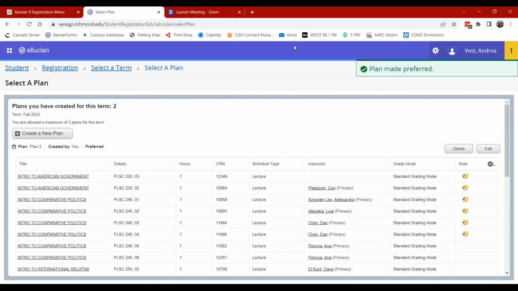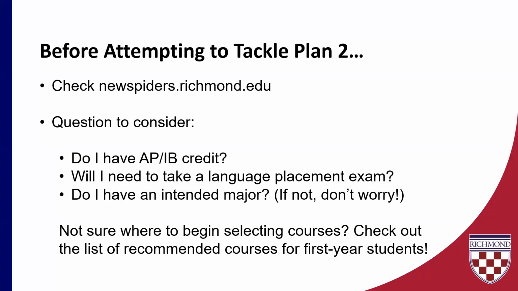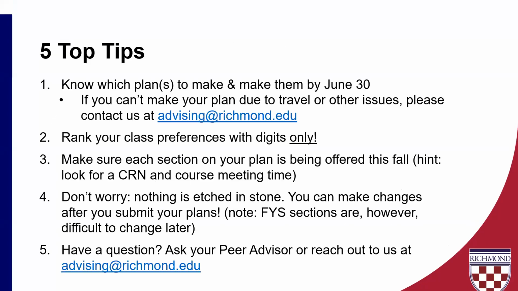All right, so now we've made 2 plans. And so with that, we want to go back and just offer some final tips for you. So first and foremost, know which plans to make, or plan if need be, and make it or them by June 30th. And so again, if you can't make your plan or plans due to travel or other issues, please reach out to us. The second tip is to ensure that you rank your class preferences with digits only.